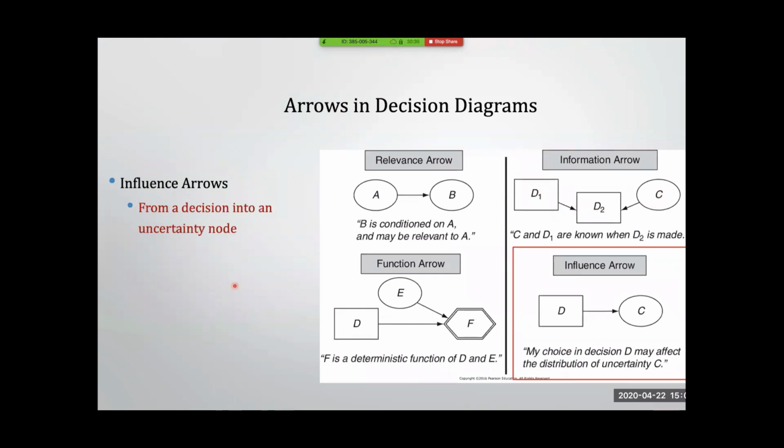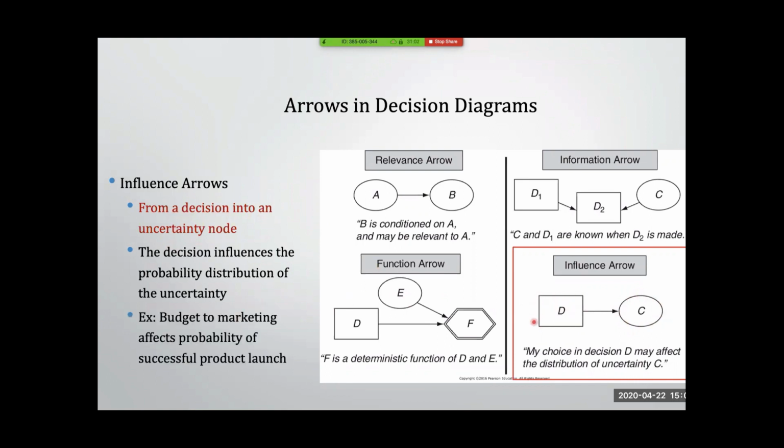And the next type of arrow is called influence arrow. Influence arrows are arrows that come out of a decision node and then go into an uncertain node. It represents the fact that your decision will affect the distribution of the uncertainty. For example, the budget a firm puts into the marketing effort will affect the demand that the firm faces in the future.